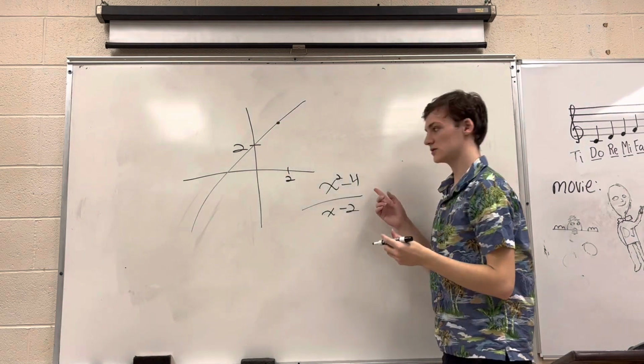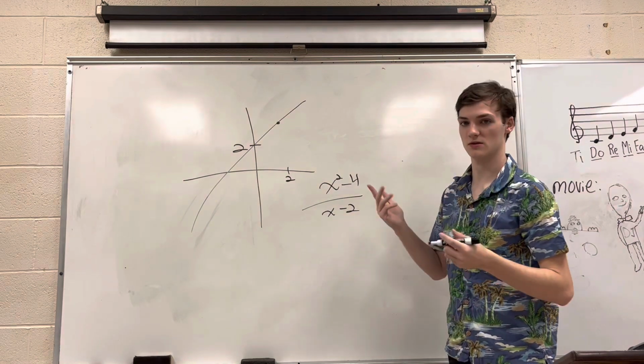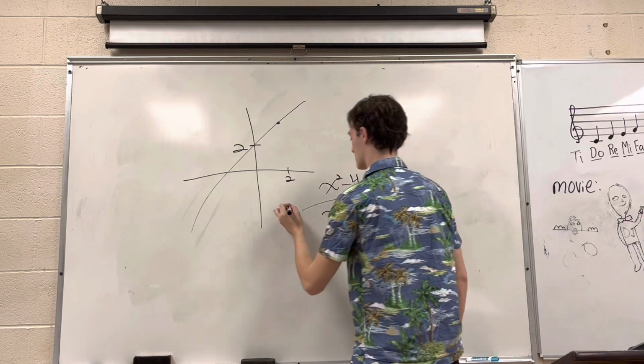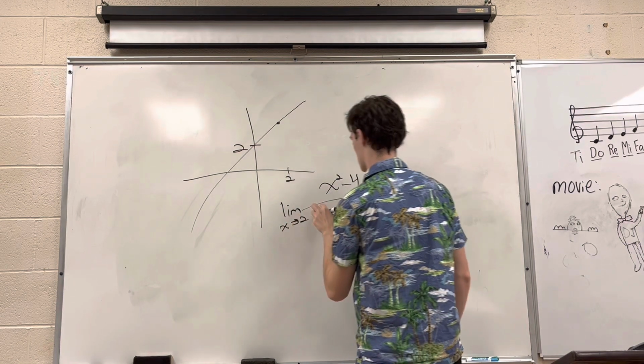So if we plug 2 into this function, we're going to get 4 minus 4 over 2 minus 2, which is 0 over 0, which does not exist. Obviously, we can see that the value does exist in this function. So what we're going to do is take the limit as x approaches 2 of this function.